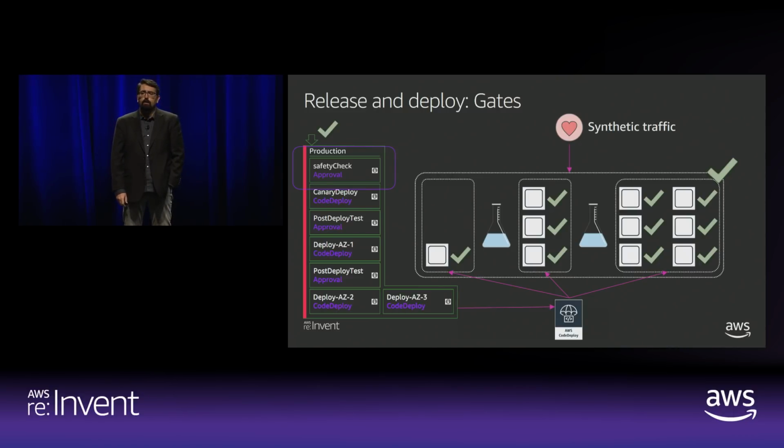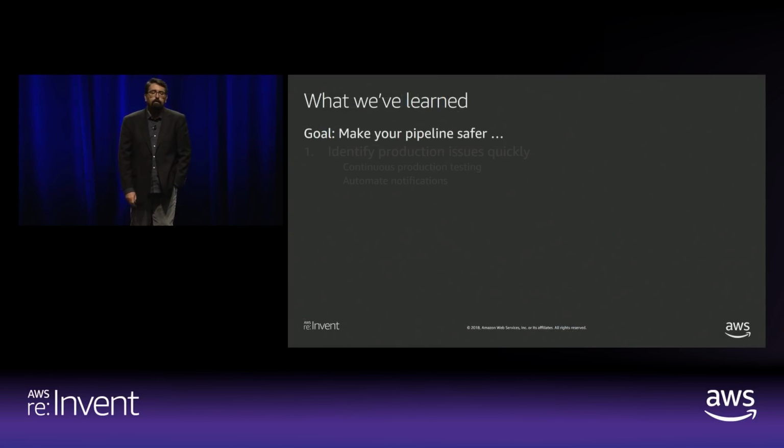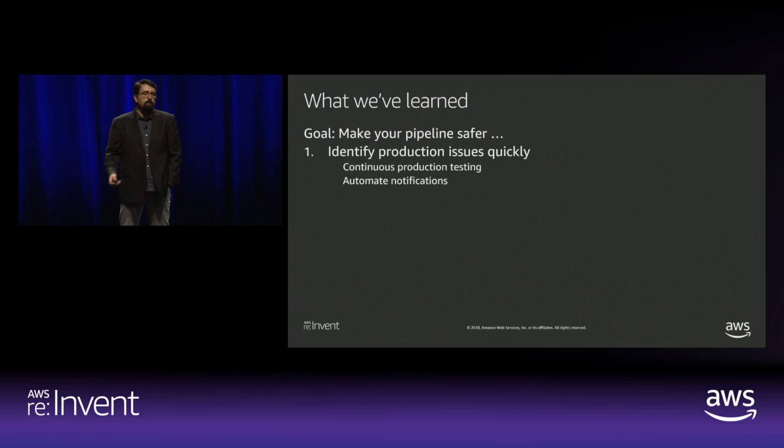So there's great opportunities there to limit it to the time that staff is available. Maybe you have specific staff that's there 8 to 5, and we only want releases 8 to 5 Monday through Friday. Great. You can actually go through and put those in place to limit when things can actually get released to production. So what we've learned so far is that we want to identify production issues quickly.